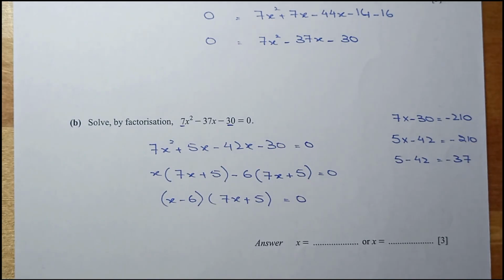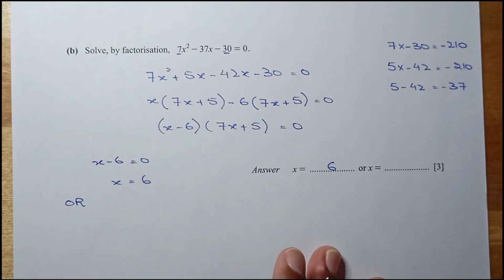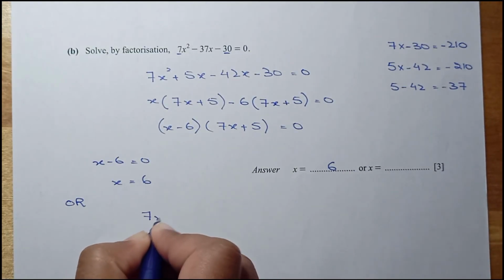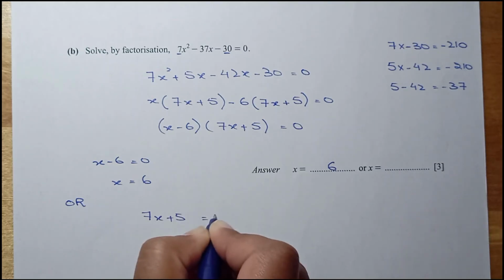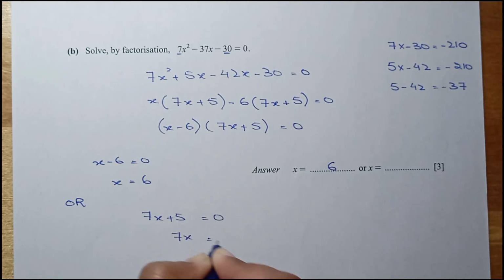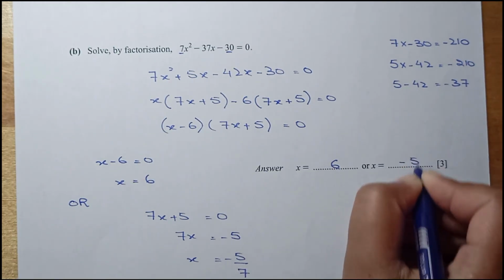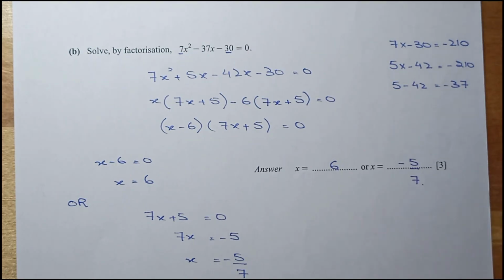Now we need to solve for the two x values. So both the factors are separately equal to 0. So from here x would be equal to 6. And the other one, 7x plus 5 would be equal to 0. So 7x would be equal to negative 5, and x would be equal to minus 5 by 7. So these are the two values for x.